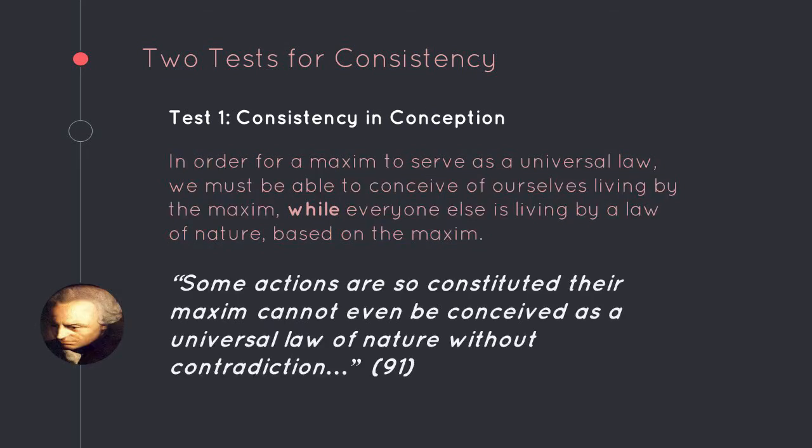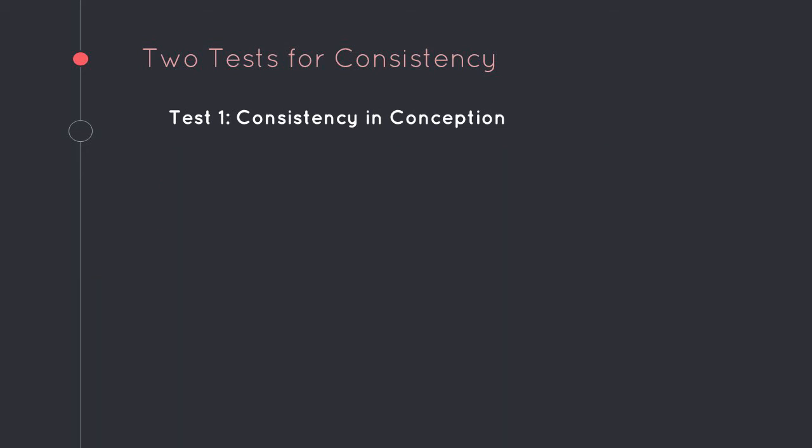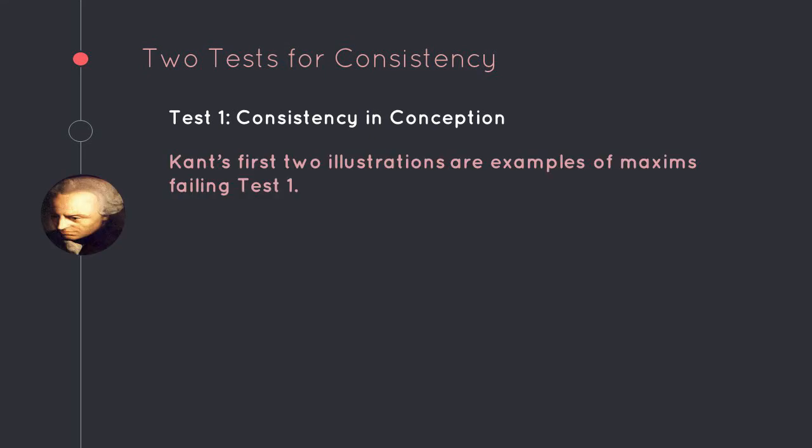Kant says, some actions are so constituted that their maxim cannot even be conceived as a universal law of nature without contradiction. So in other words, there are some maxims that when you try to turn them into a universal law, they get canceled out by the universal law. They become impossible. In the illustrations that Kant gives us, the first 2 are examples of maxims that fail this test, that fail the consistency in conception.